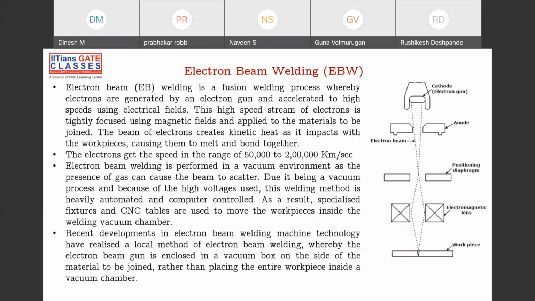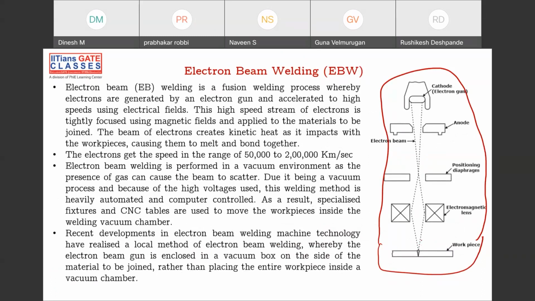Now, electron beam welding. So already I've told you, electron beam machining is performed in vacuum, right? So instead of using that heat for cutting or machining, you are using that for welding. Is it okay? Same thing. Same things will be there in your electron beam machining as well. Same points will be there. But instead of using this kind of setup for machining, you are using that heat for welding.